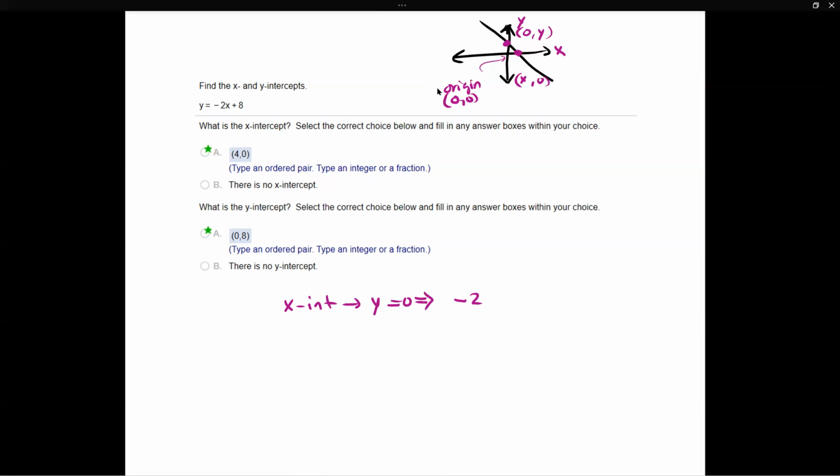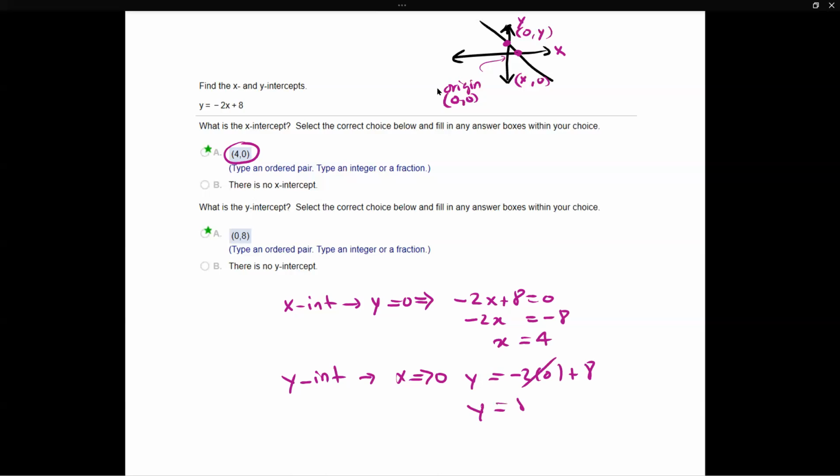If y is 0 there, then we use it for the y. So negative 2x equals negative 8 and x equals 4. And so the point, as you see, is (4, 0). And now for the y-intercept, x must be 0, which means y equals negative 2. All right, so y equals 8.